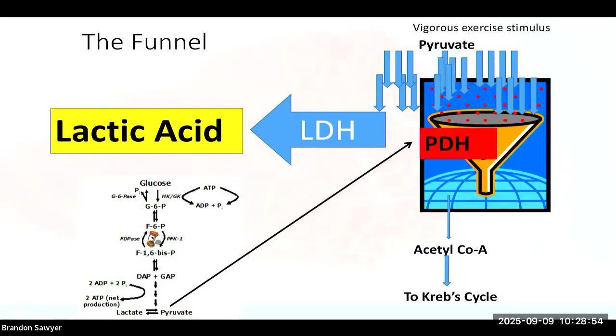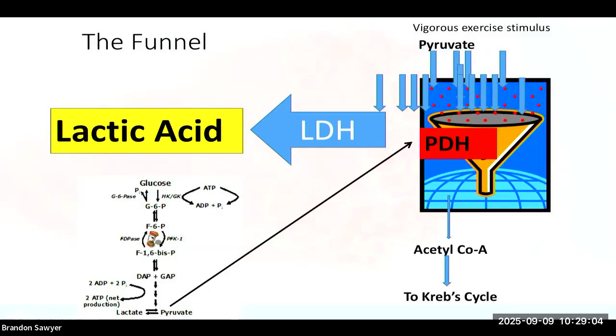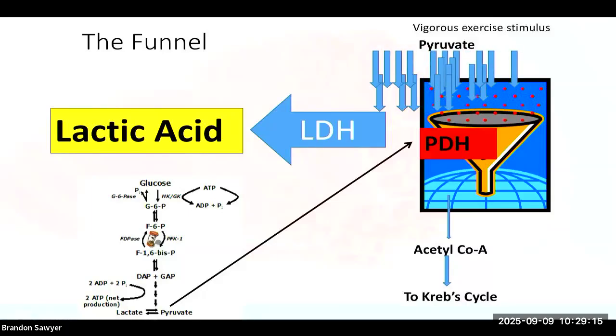So again, the two things that dictate which way this goes: number one is how many of these funnels we have and how big they are. That's about our mitochondrial capacity. The more mitochondria we have, the more of the PDH enzyme we have. And secondly, how fast do we need that energy to be produced? So, demand for energy plus the cell's ability to produce energy through the oxidative system.